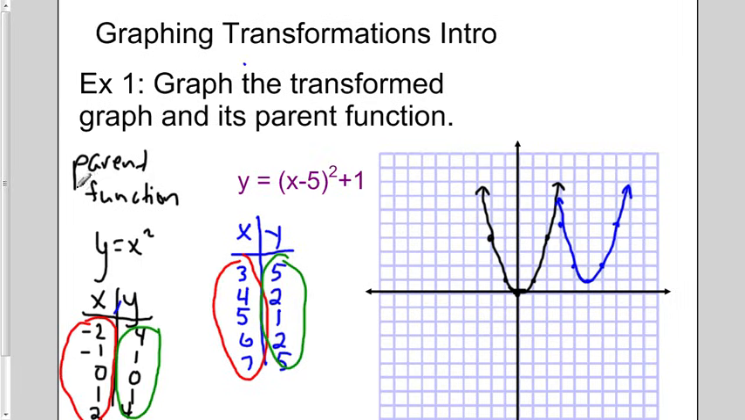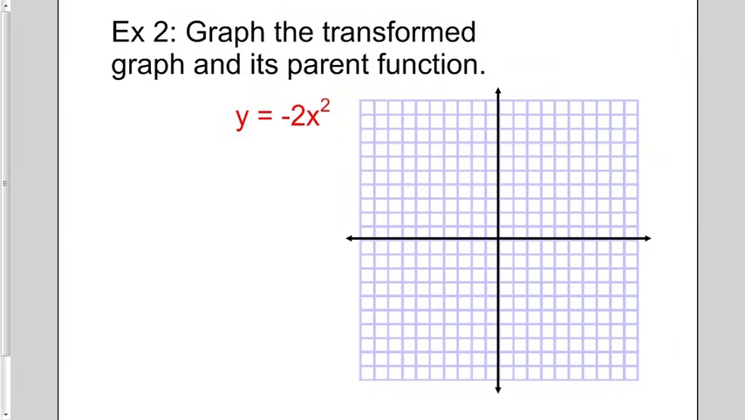Okay, let's look at example 2. Same instructions: graph the parent function and the transformed graph. So the parent function this time is once again y equals x squared. And we'll write our little table again.